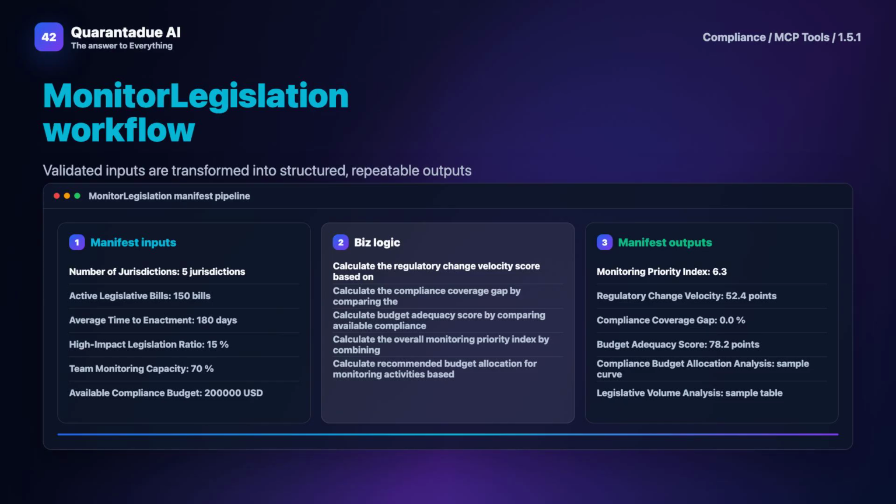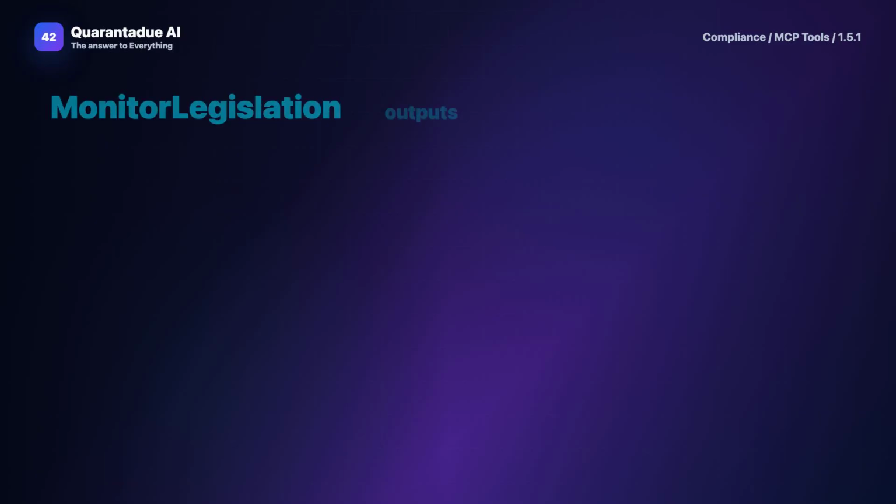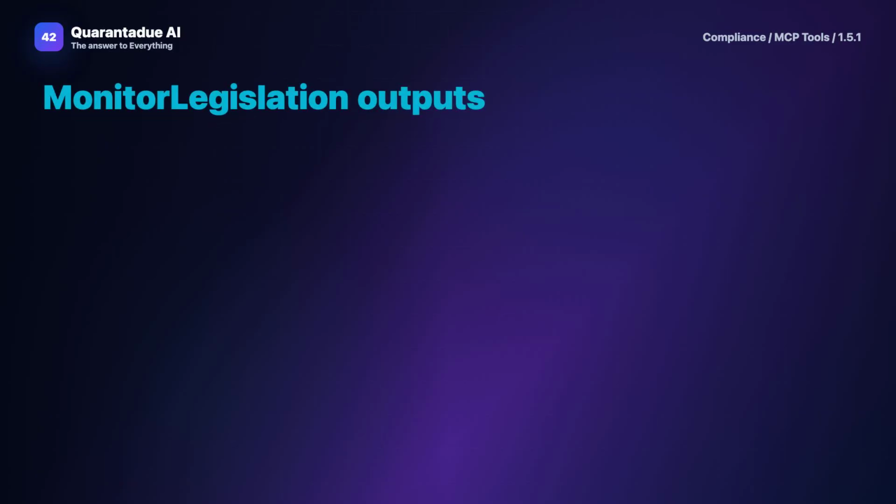Calculate the overall monitoring priority index by combining change velocity, compliance gap, and jurisdiction count into a single prioritized score from 1 to 10, and calculate recommended budget allocation for monitoring activities based on priority index and available compliance budget. This keeps the process deterministic, reviewable, and aligned with how compliance teams actually make decisions.